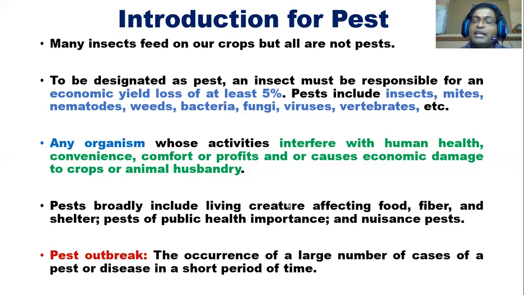Pest outbreak is another term, used when a pest attack starts and in a short period of time causes tremendous yield losses or damages. We call it a pest outbreak. For example, nowadays the locust.